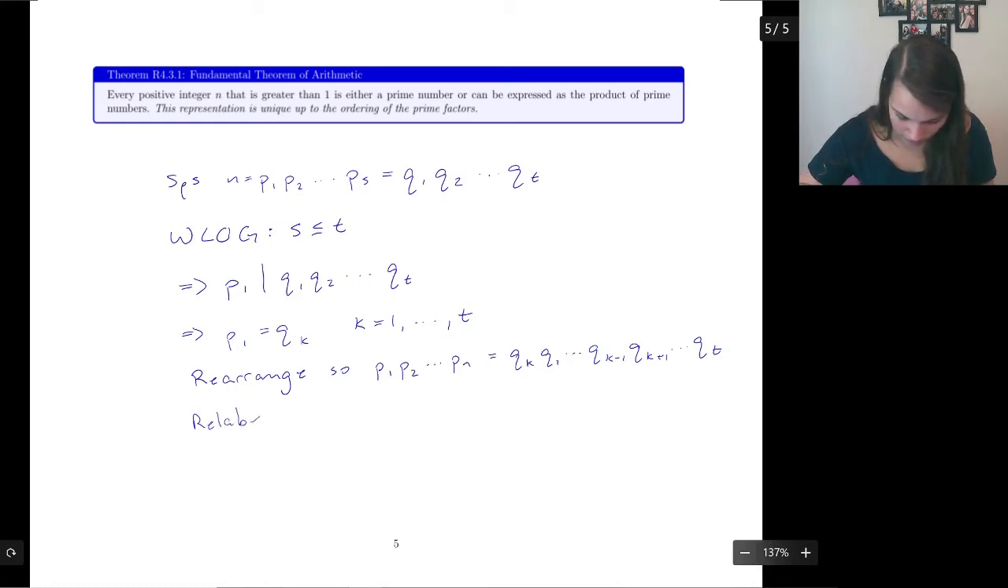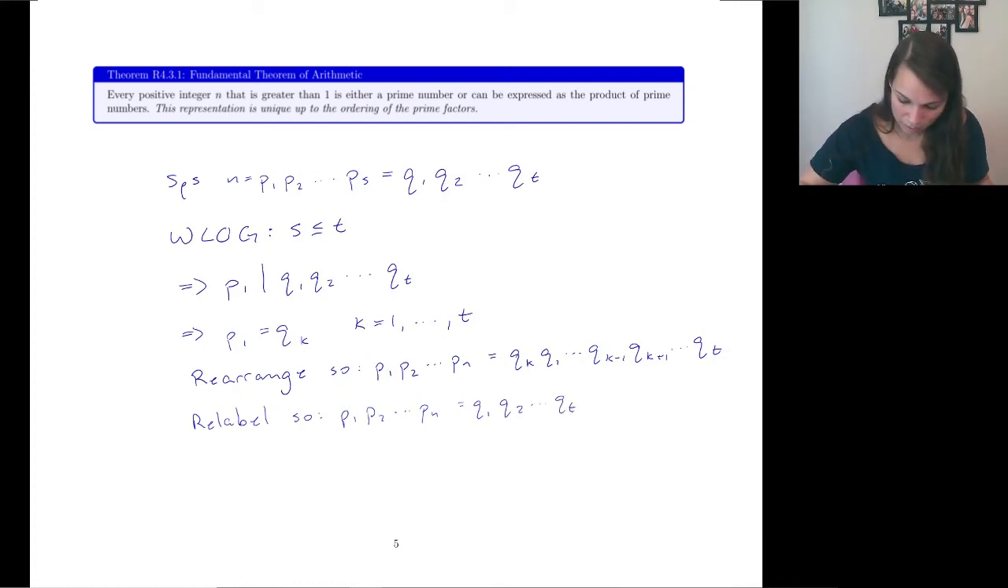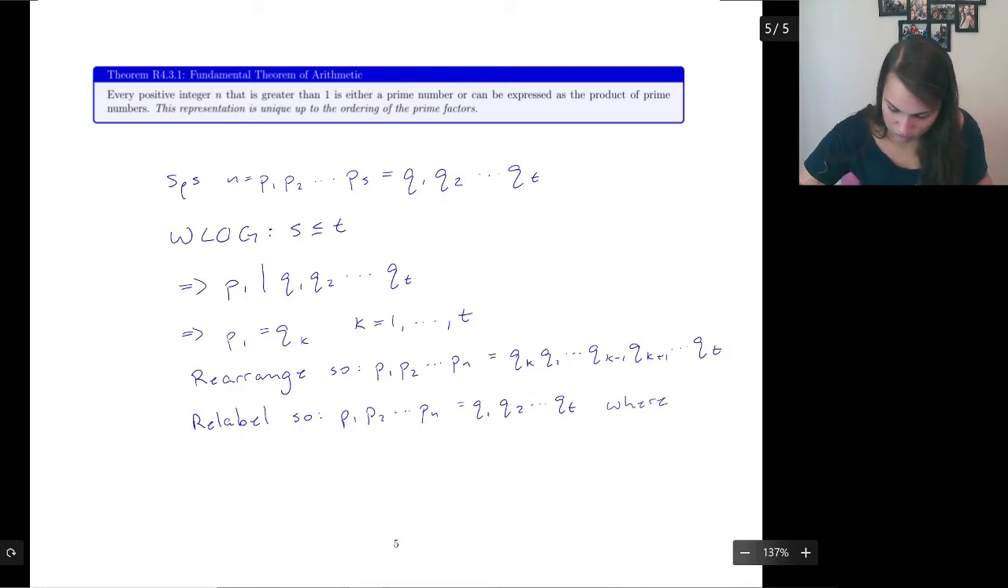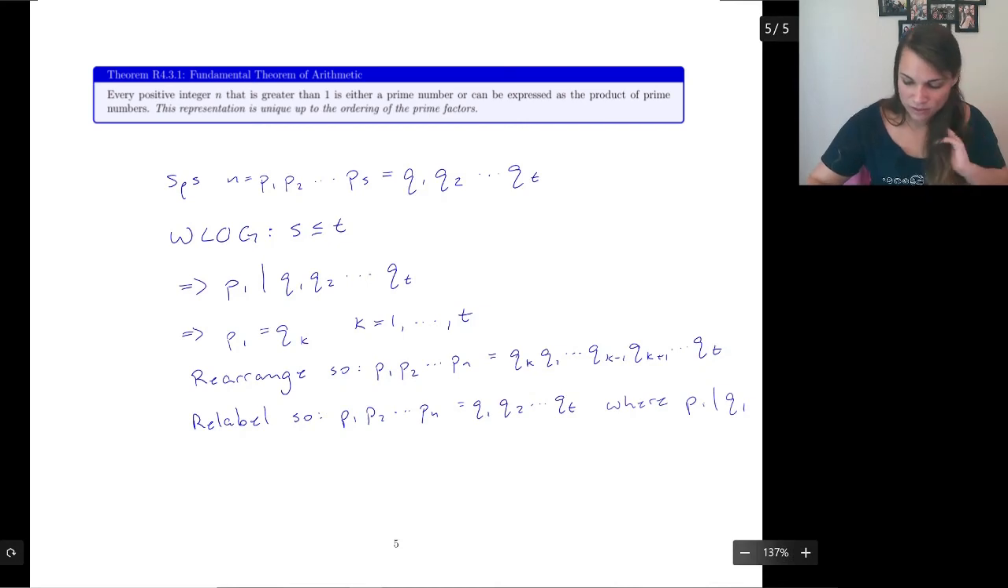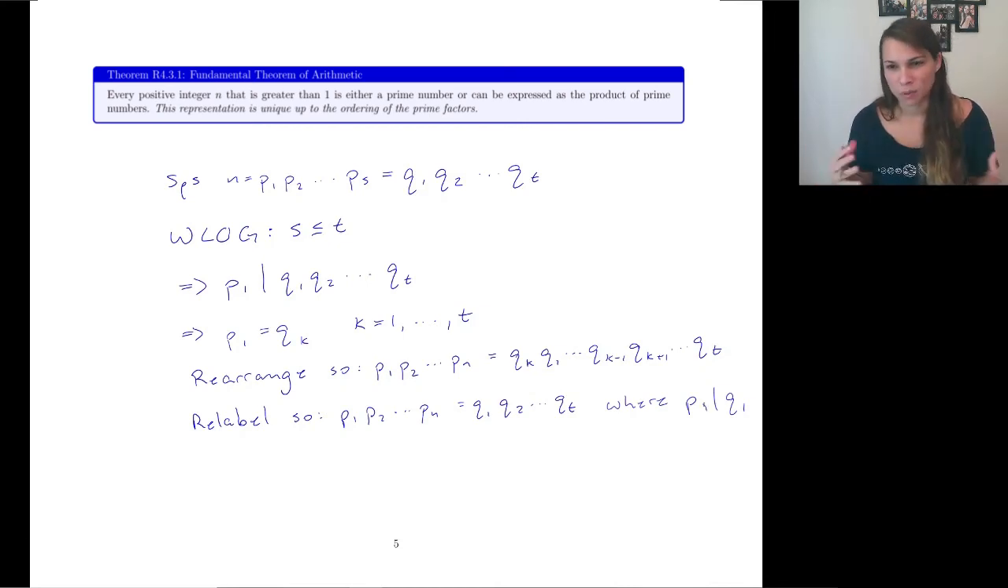So let's go ahead and relabel so that we have P1, P2, up to Pn is equal to Q1, Q2, up to Qt, where to preserve the information, remember the important part was Qk was being divided by P1. So with this relabeling, P1 now divides Q1. Just now our indices match. That's why we did the whole relabel thing.